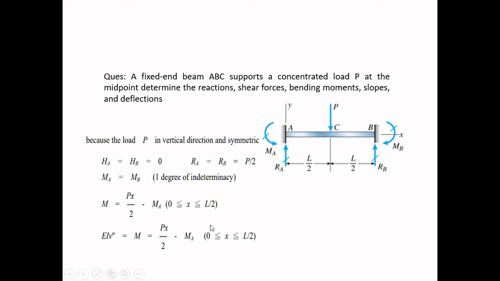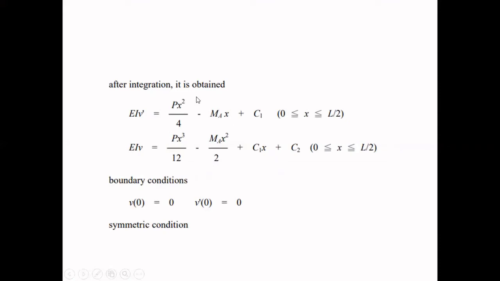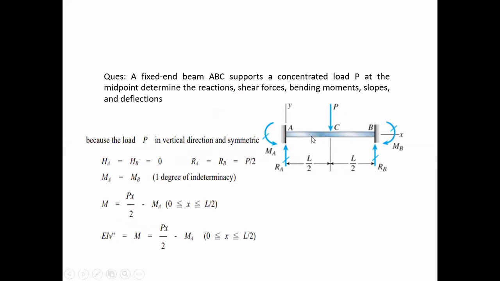For this span, the moment will be PX by 2 minus MA for 0 to L by 2. For the same thing, we use the equation EI V double dash, and we know that EI V double dash is equal to M. So we'll simply calculate again, after integrating in the same way as we did in the case of the propped cantilever beam. EI V dash is equal to PX square by 4 minus MAX plus C1. Again integrating it, we get PX cube by 12 minus MAX square by 2 plus C1X plus C2. This is within the limit of 0 to L by 2 for one section.